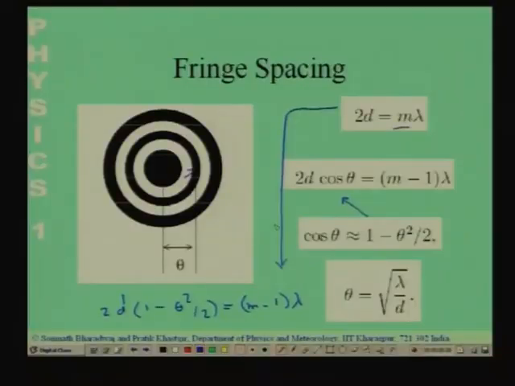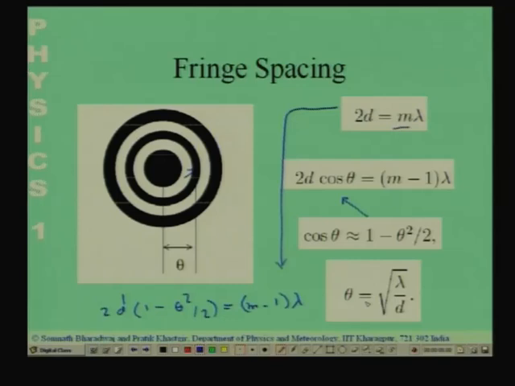Just recollect that in the Young's double slit experiment, the fringe spacing was lambda by d, whereas in this situation it is square root of lambda by d. So, let us go back to this expression for the fringe spacing and ask the question, what happens if we increase the difference in length between the two arms? Notice that if you increase d, the fringe spacing becomes smaller and smaller.